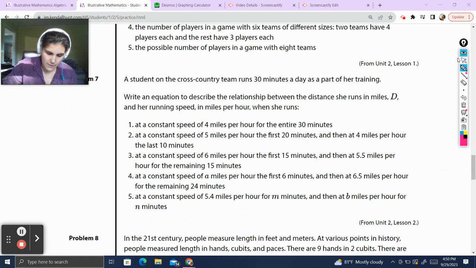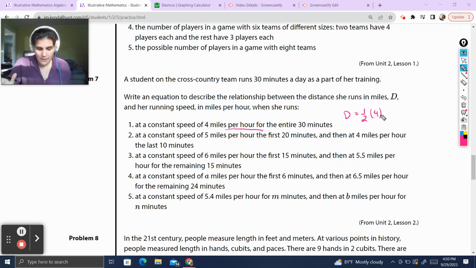So if she's running at a constant speed of 4 miles per hour for the entire 30 minutes, well, the distance is going to be how much she ran, which is 30 minutes. And we have to remember we are talking miles per hour. So it's not going to be 30 minutes. We're going to call it a half an hour. And then the speed that she went would be 4, because distance is equal to time times rate.